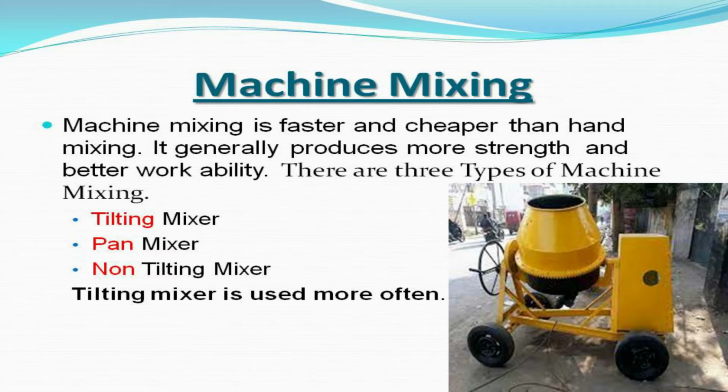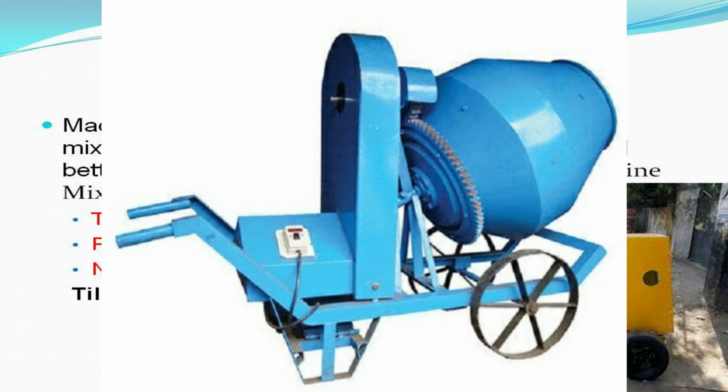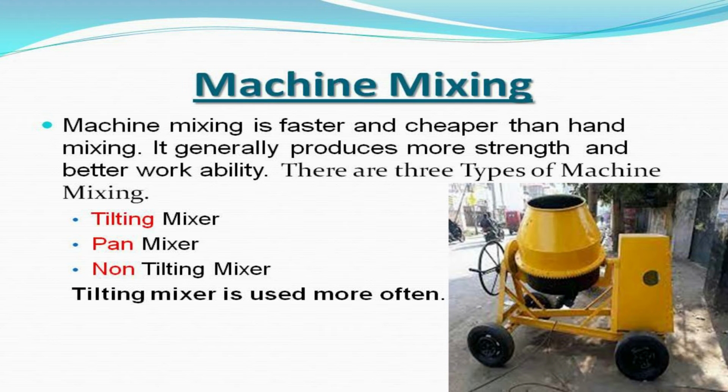Machine mixing. Machine mixing is faster and cheaper than hand mixing. It generally produces more strength and better workability. There are 3 types of machine mixing: tilting mixer, pan mixer, and non-tilting mixer. Tilting mixer is used more often.